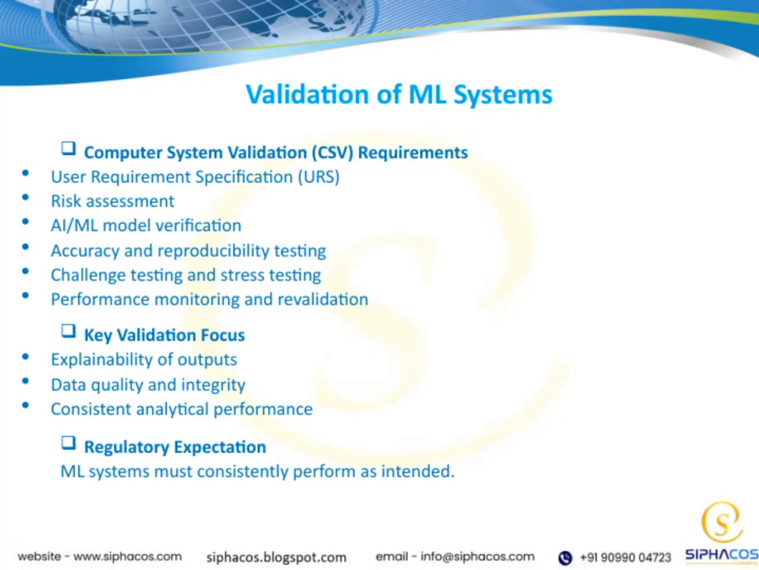Now, let's talk about the validation of machine learning systems. When it comes to computer system validation, or CSV requirements, there are several key components we need to focus on. First is the User Requirement Specification, or URS, which clearly defines what the system is supposed to do from the user's perspective. Then, a comprehensive risk assessment helps us identify potential issues early on and prioritize validation efforts accordingly.